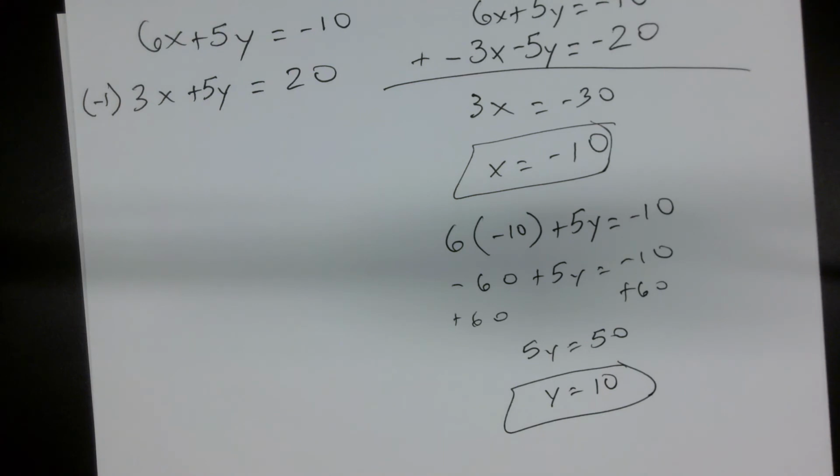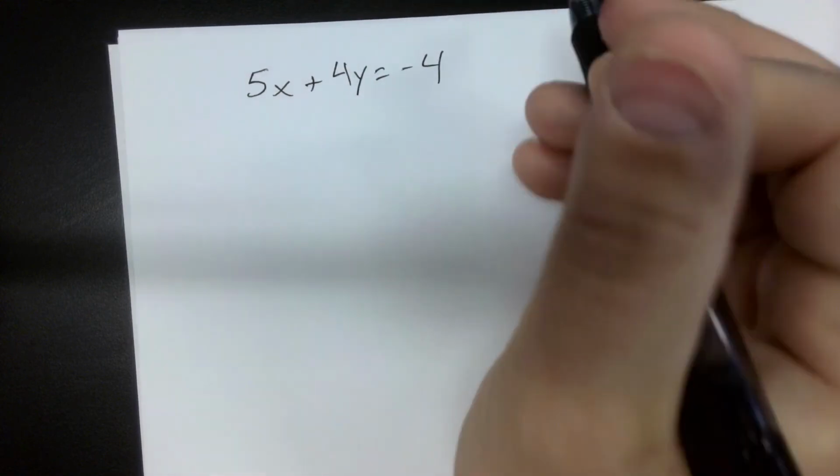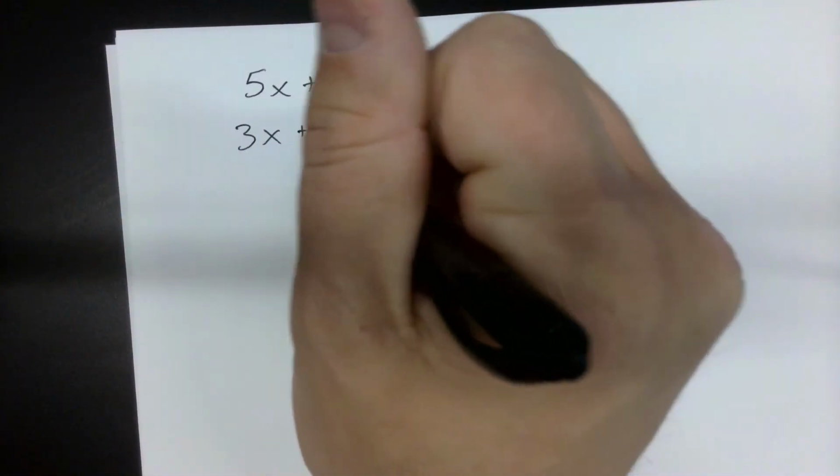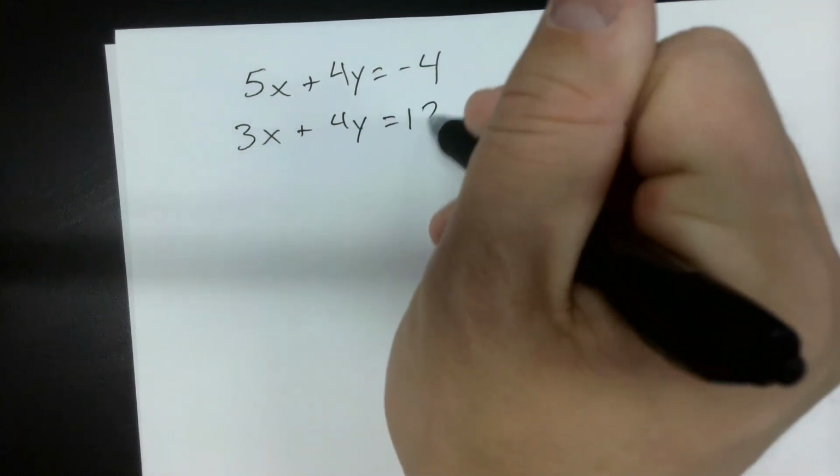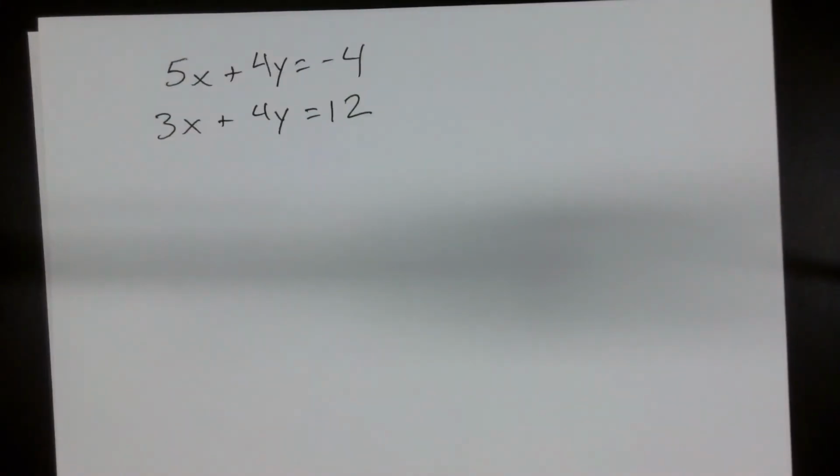All right, let's do another one that has them the same. I'm going to find one on your homework. We want a different number this time. All right, here we go. 5x plus 4y equals negative 4. 3x plus 4y equals 12. I want you guys to try that one on your own. Go for it.